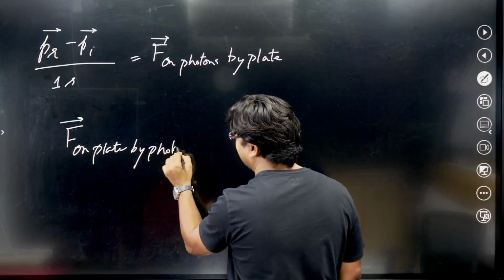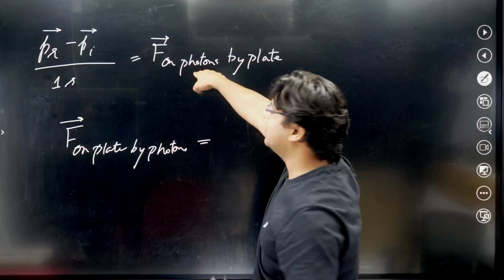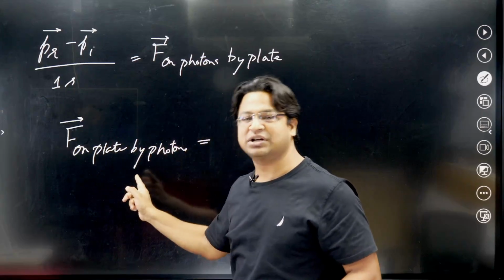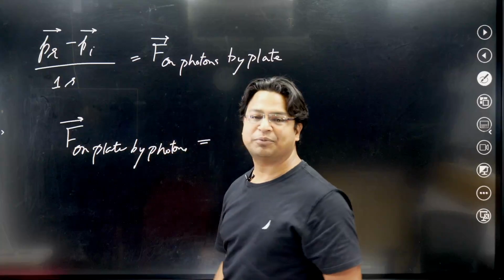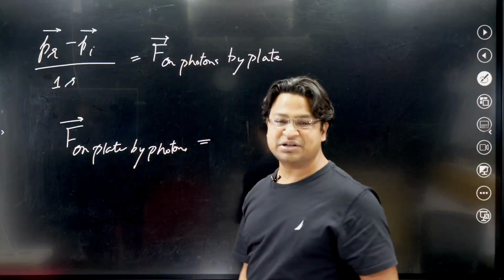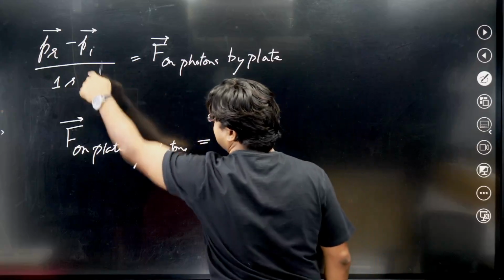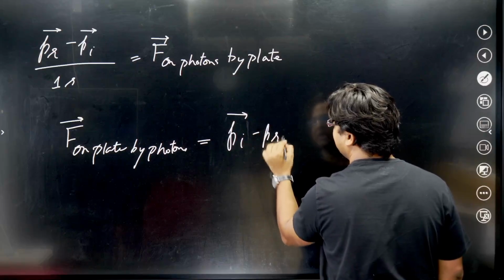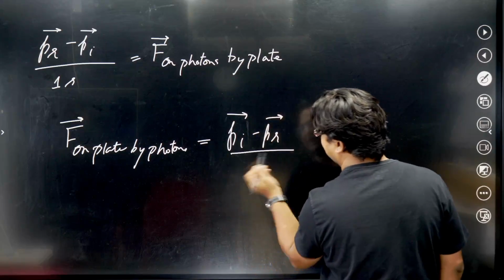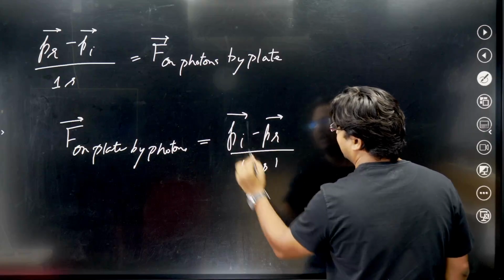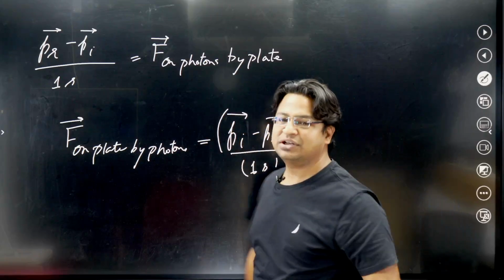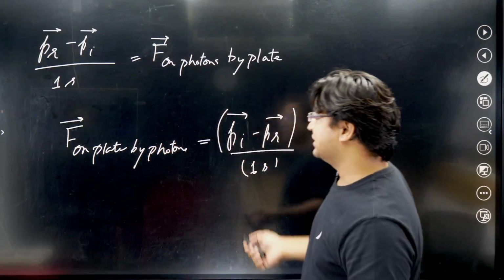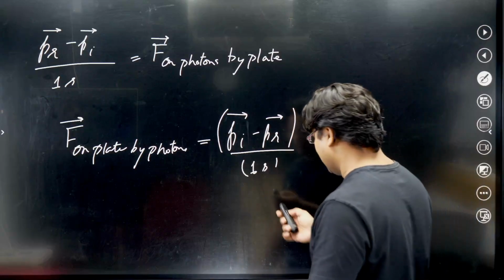What do I do now? We obtained force on photons by plate, but we were looking to find out force on plate by the photons. Newton's third law says that these are exactly opposite of each other. These are an action and reaction pair. So this should be negative of this. So I should be writing PI vector minus PR vector by 1 second, whether you write it or not doesn't matter. When you finish this calculation, you will end up with the result that I told you before I started with the derivation. Let's finish this.